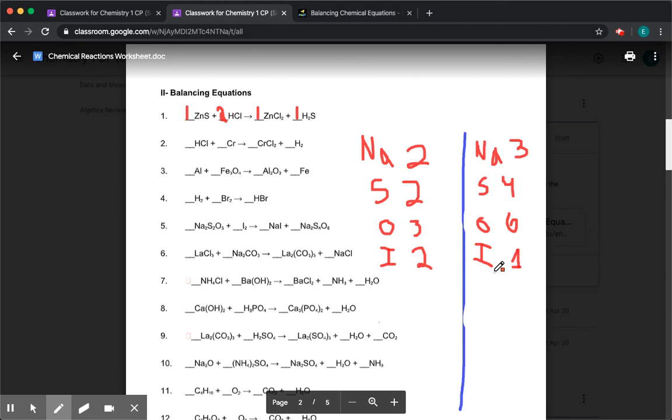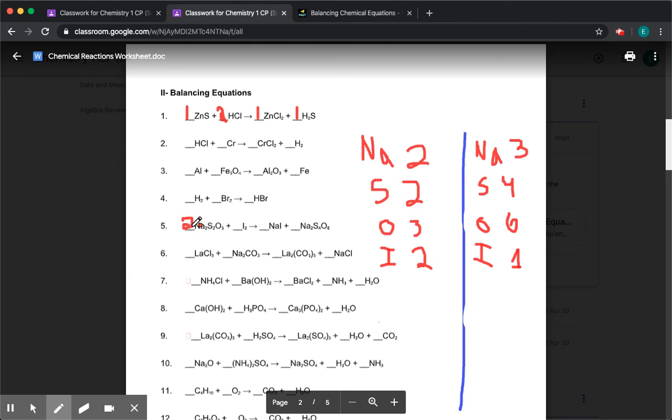Okay. So we are missing some sodiums on the left, some sulfurs on the left, some oxygen, and iodine. Where do we get all of these from? All of these come from the same place. They all come from the Na2S2O3. So because I need more of them, I need a second one. I have to add a second one.